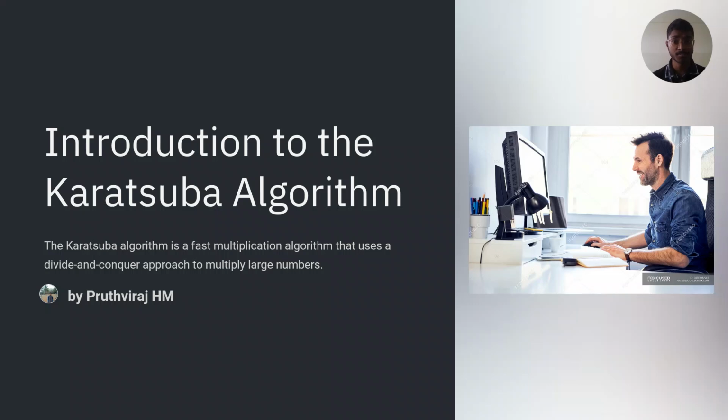So today my topic is on the Karatsuba algorithm. You might be wondering what this algorithm does. This algorithm is basically used for fast multiplication. It uses a divide and conquer approach for multiplying large numbers. So let's get started and know more about this topic.